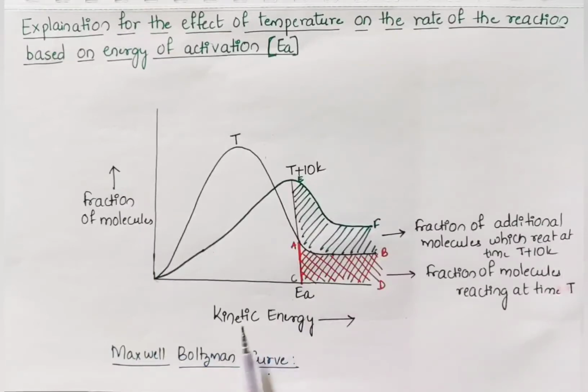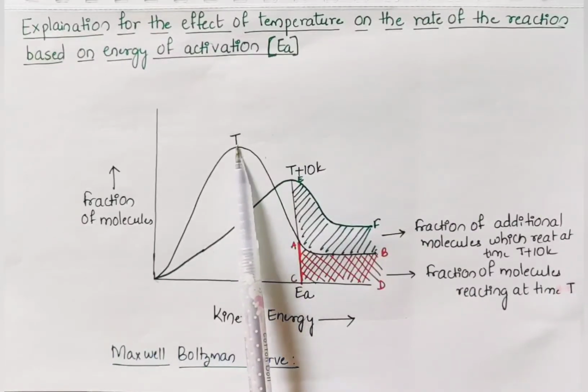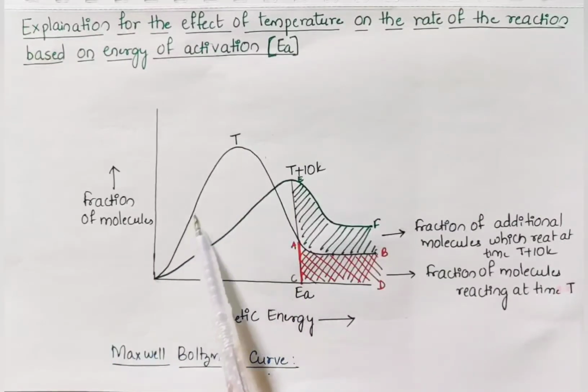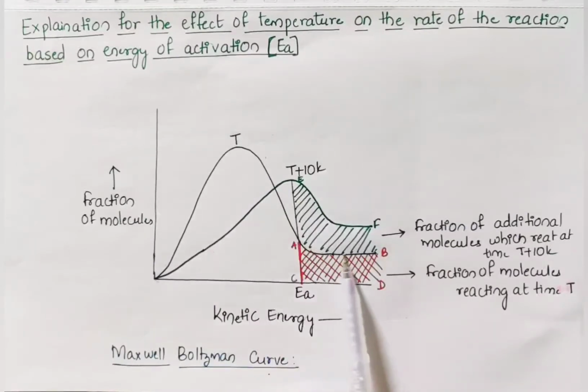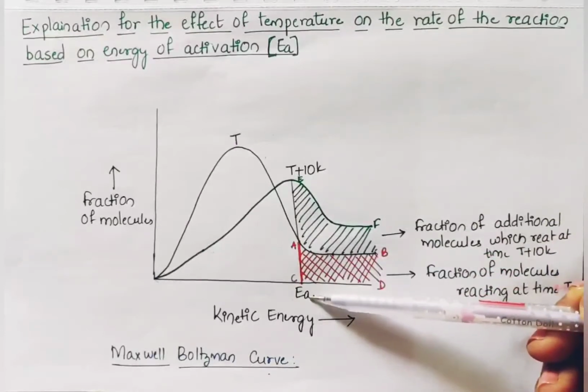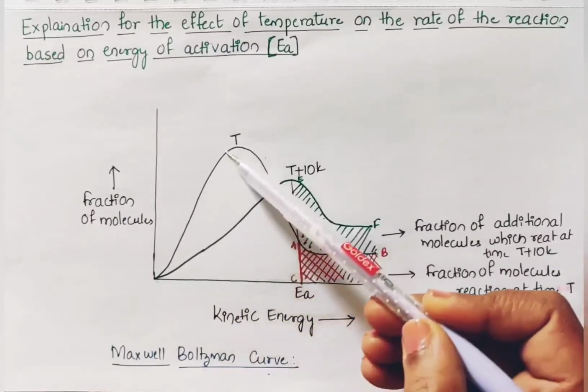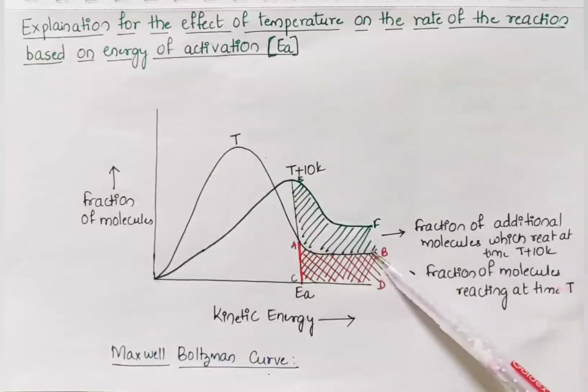Now, out of the total molecules you have, if you carry out the reaction at temperature T, you get a curve of this kind, a black curve. The red line I have drawn here is the energy of activation. So energy of activation is the energy that is required to form the activated complex or to bring about the effective collisions to give the products. So if I plot a graph at temperature T, I get a curve which is shown in black.